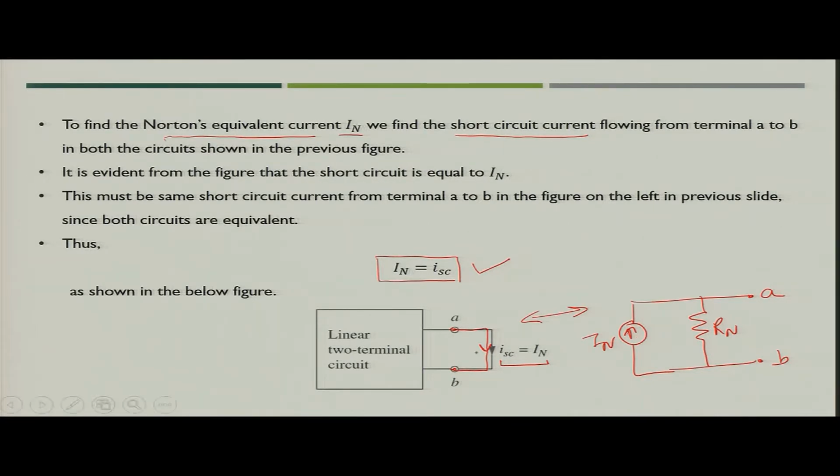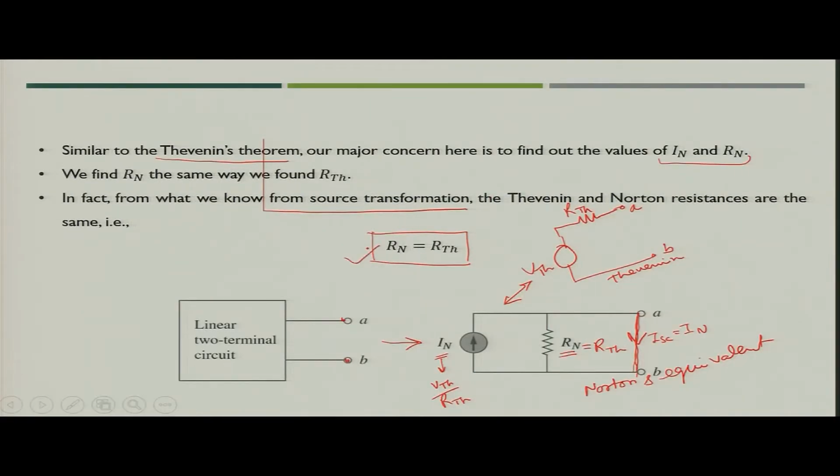So, in that way what can we say? We can say that the value of Norton's current, that is IN, is nothing but the short circuit current flowing between A and B when it is short circuited. You can calculate this with the help of various circuit techniques, like Kirchhoff voltage law or Kirchhoff current law. And the RTh, that is Thevenin resistance, is nothing but the Norton's resistance also.